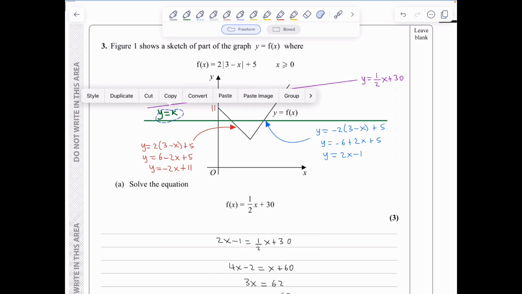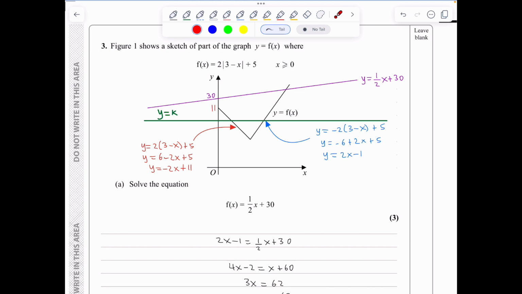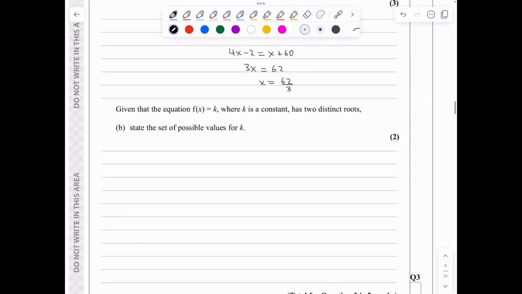Well, to find the vertex, the only thing I need to do is consider when the modulus part will be 0, and this will be 0 when x is 3, and if x is 3, then y is 5. So we have that the vertex here is at 3, 5. We know that k must surely be greater than 5 and less than or equal to the 11, the y-intercept on the left-hand side, and therefore we can safely conclude that we've got 5 less than k less than or equal to 11.